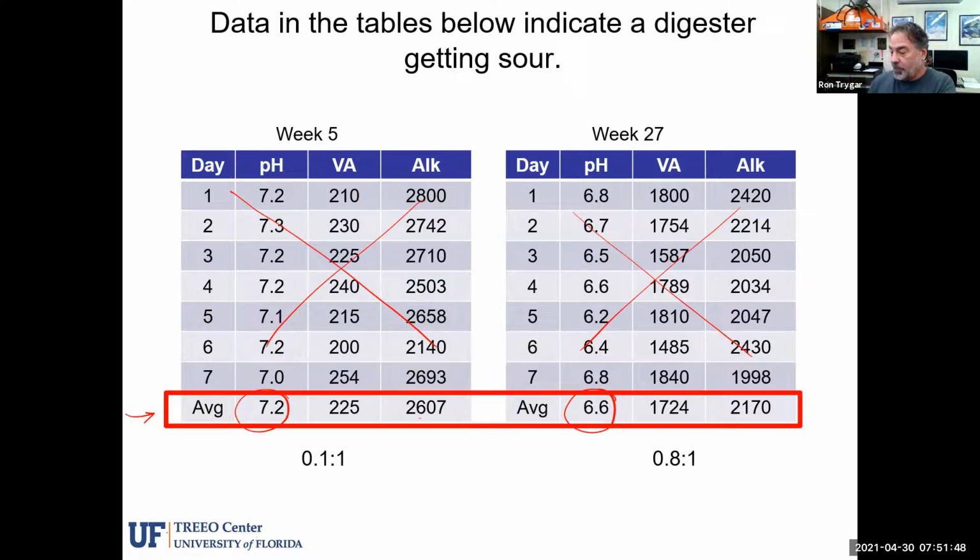So the actual numbers show us something very similar to what we would like to see in week number 5. But look what happened in week number 27. It went to 0.8 to 1. And how you work that math out, by the way, is just divide 1724 by the 2170, and I come up with 0.79 when you do the division. So rounded up would be 0.8. So that's how we come up with that number. So that would be a digester getting sour or already sour.